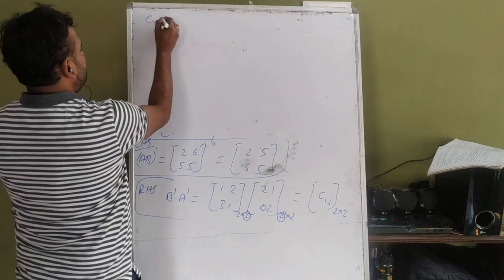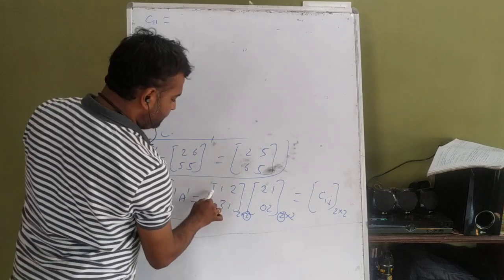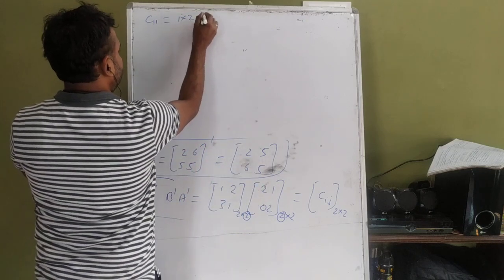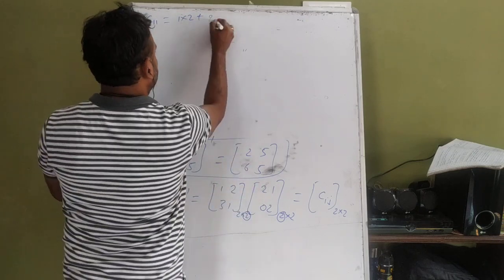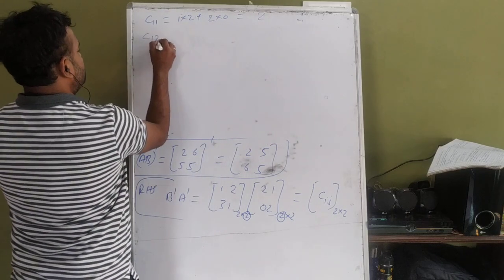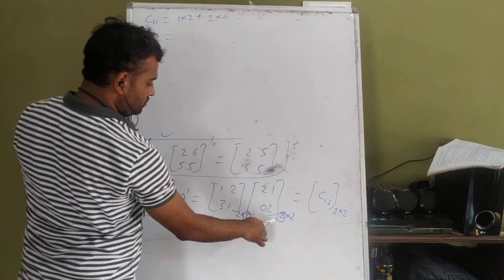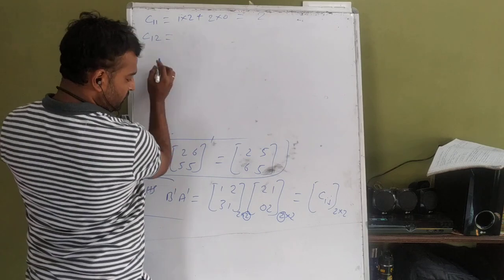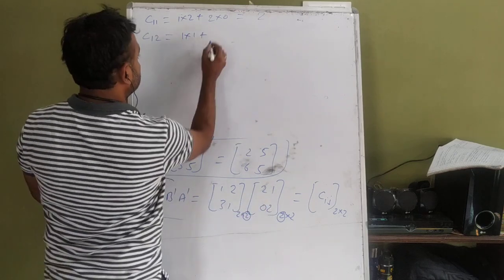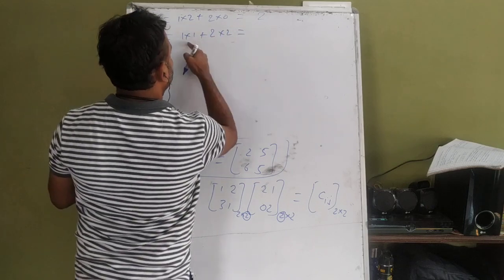What will be the C11 here? C11 between the first row and the first column: 1 into 2 plus 2 into 0, that is equal to 2. C12, first row, second column: 1 into 1 plus 1 into 1 plus 2 into 2, that is equal to 5.